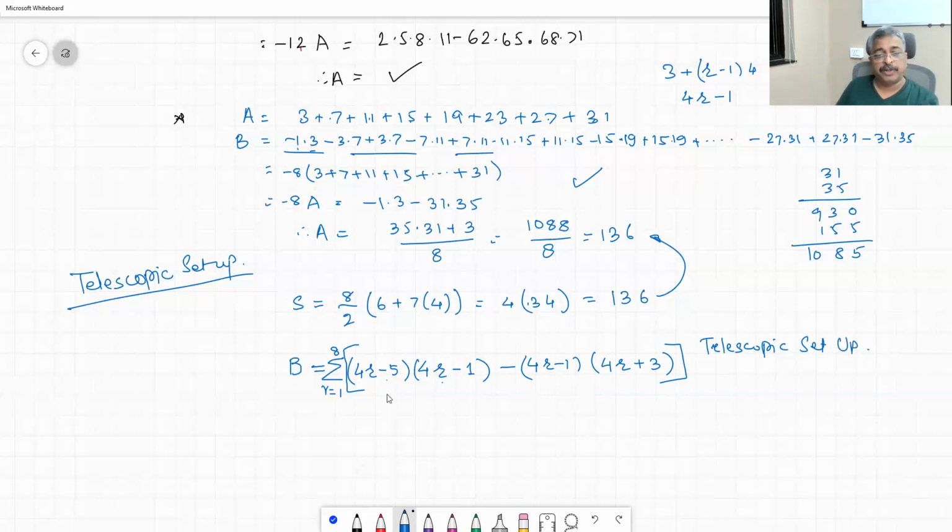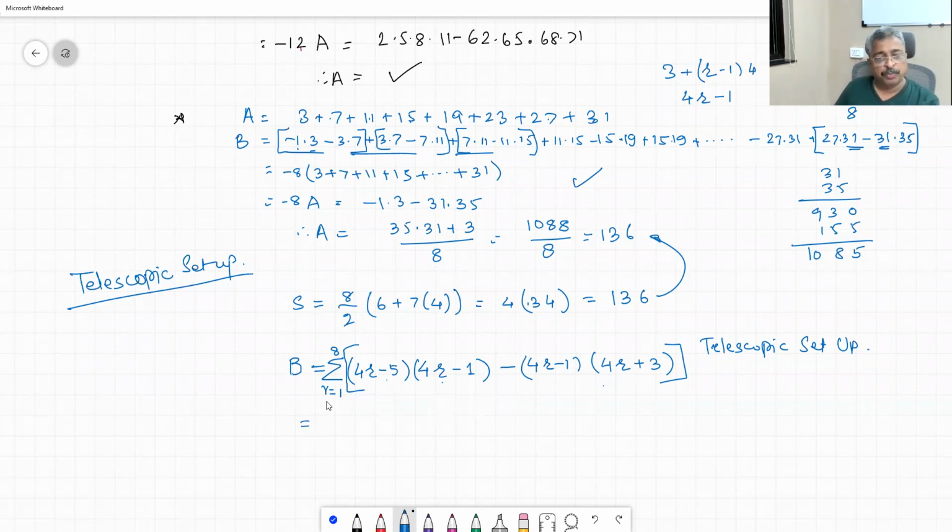Now I am trying to explain the telescopic setup. Every bracket that we have designed, I am going to consider this entire bracket as one term, and like that there are 8 brackets, because there are 8 terms. From every bracket you will pull the common term, and then it will get collapsed. Okay, so this is correct. Now this is my telescopic setup.